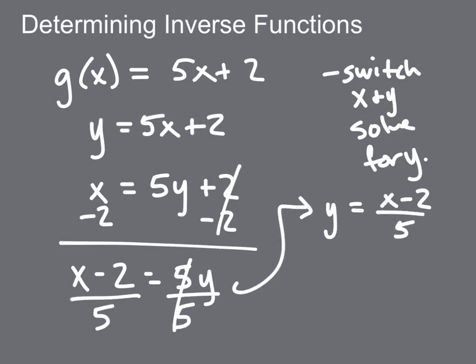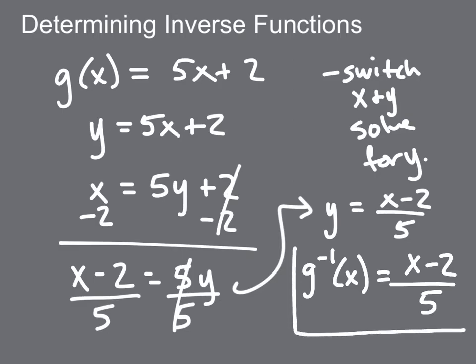Okay, and this is our inverse function. We've solved for y. We want to write this in inverse function notation. So I'm then going to say that our new y value here that we've solved for is now our inverse function, g inverse of x, and that's equal to x minus 2 all over 5. This is our new inverse function.